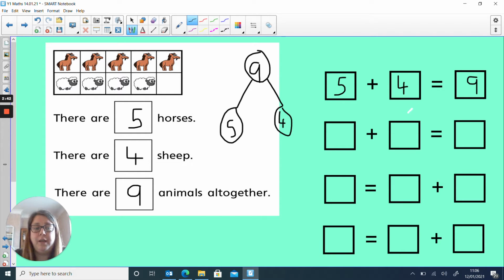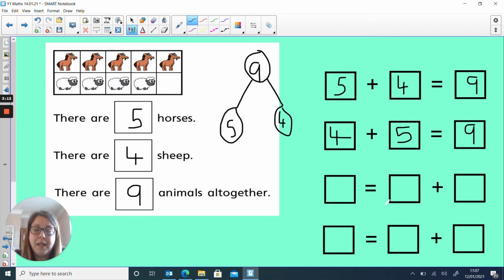Now I need to do it again with a part add a part equals a whole. But so I know my whole is going to come here. Now my parts, I can't have 5 add 4 equals 9 because I've already done that. So we've got to switch them around so that it's written a different way. So we could have 4 add 5 equals 9. So switch them around so that it's the same numbers, but move them about a little bit.